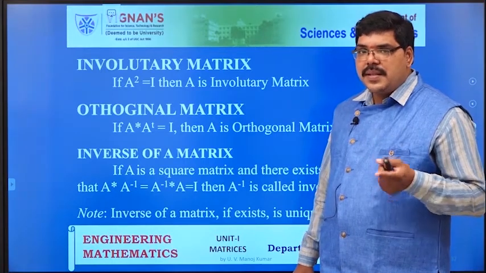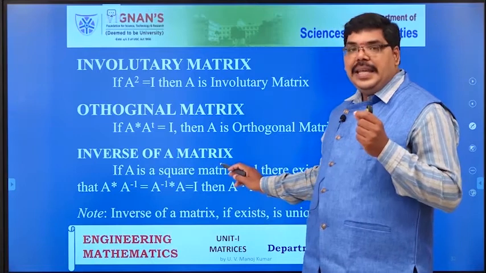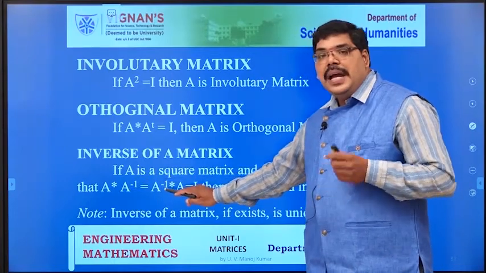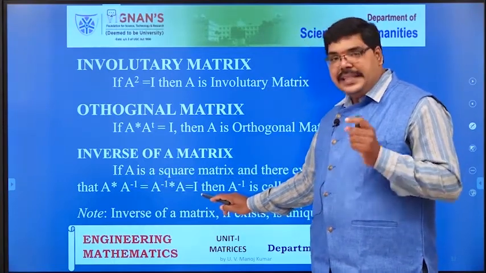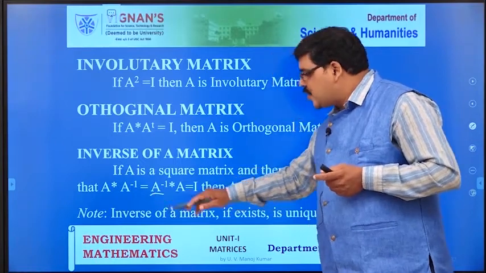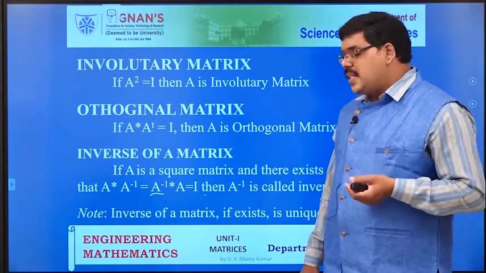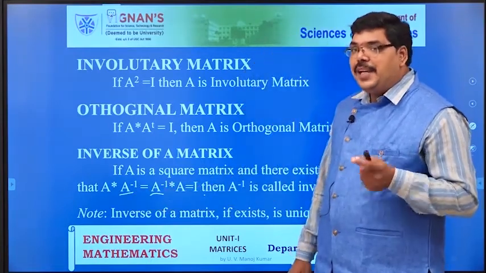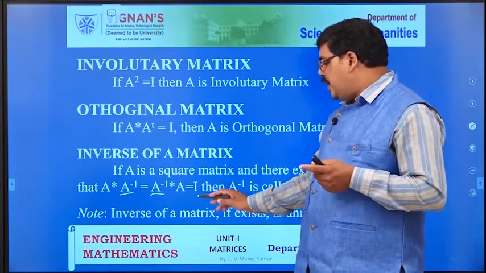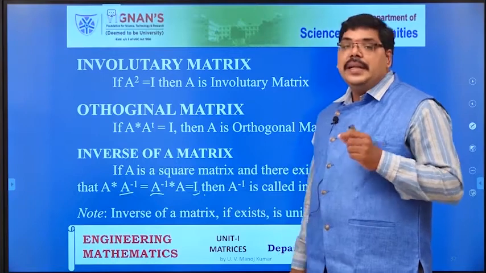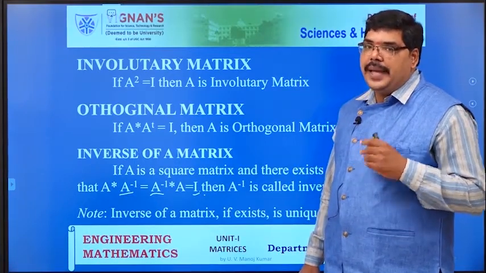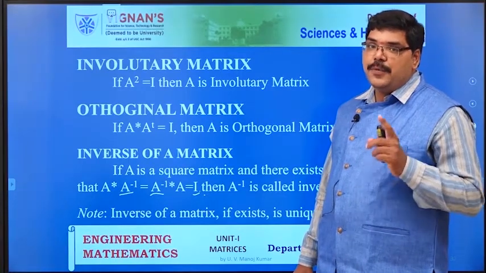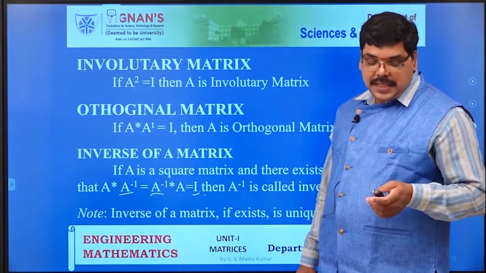Do you know inverse matrix? For a matrix capital A, if there exists another matrix, which we read as A inverse, such that A into A inverse equals A inverse into A equals I, then A inverse is said to be inverse of A. Do you know, if inverse of a matrix exists, it is unique. Okay.